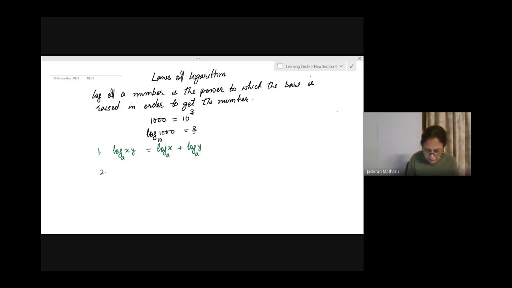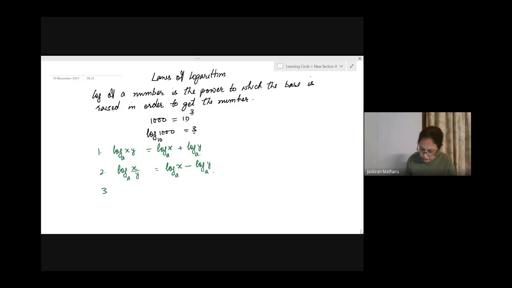Similarly, we can apply log to two numbers which are being divided, and the base is a. So if the product is having sum in between, the quotient will have minus in between. So it is log of x to the base a minus log of y to the base a.